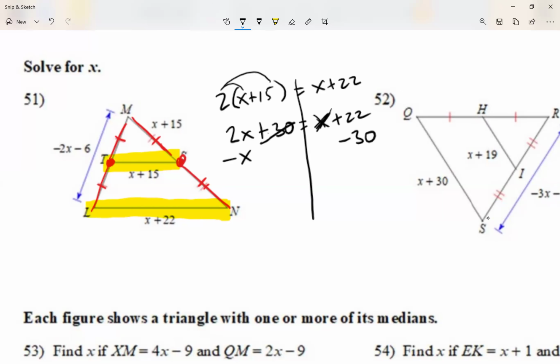So on the left side, I have 2x minus 1x. I know 2 minus 1 is 1, so it's going to give me 1x. On the right side, I have 22 minus 30. Well, that's negative 8. It is okay for x to be negative. So there, x equals negative 8. You might be wondering, what about this x plus 15 and this negative 2x minus 6? Those are just extra markings that we're not going to use.